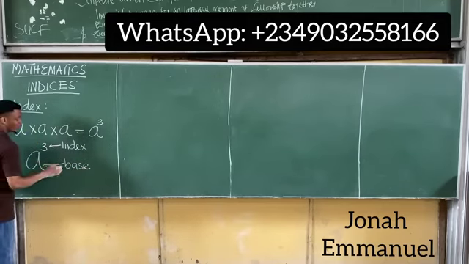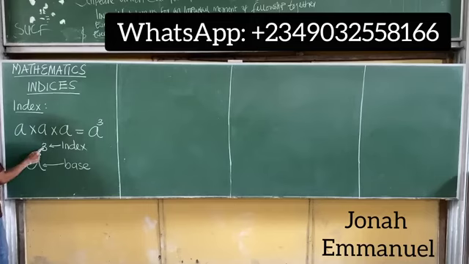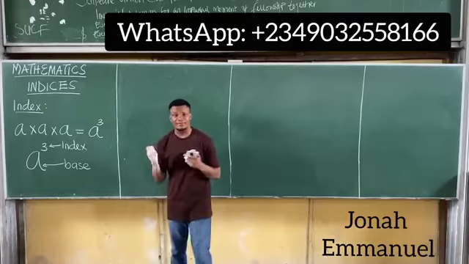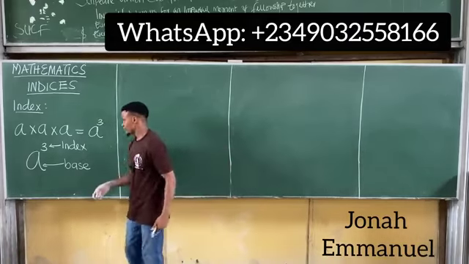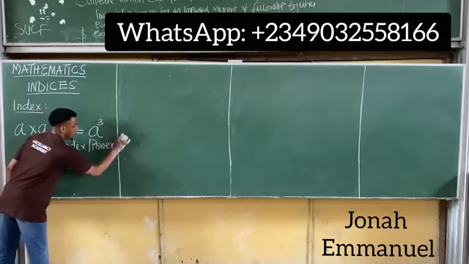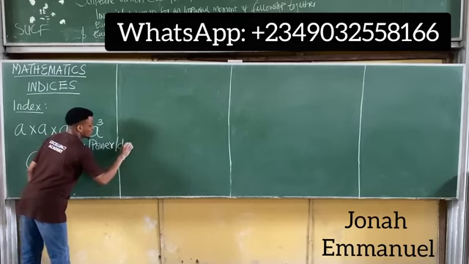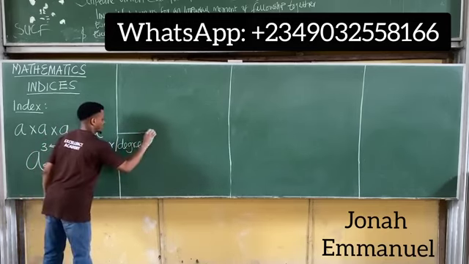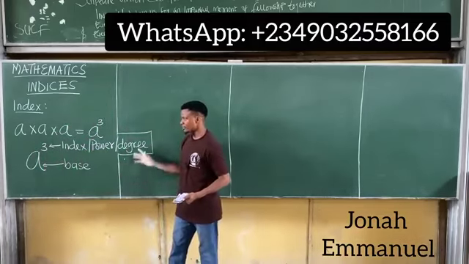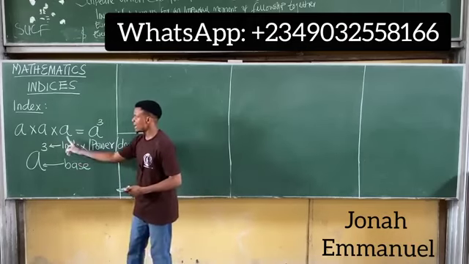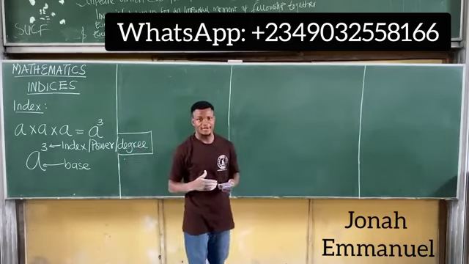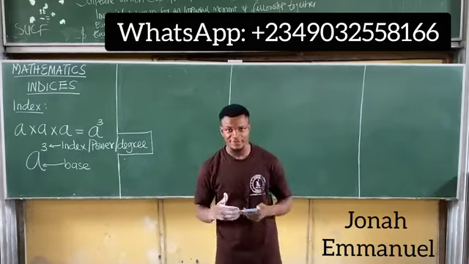So here's what we can tell. The index tells us how many times the base is multiplying itself. It's a very fundamental principle you need to understand. The index is called the index, or the power, or the degree. Please note that these are the 3 names for it. The index tells you how many times the base is multiplying itself. It's a very fundamental concept you need to grasp.